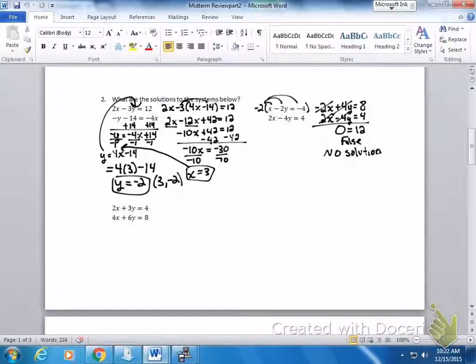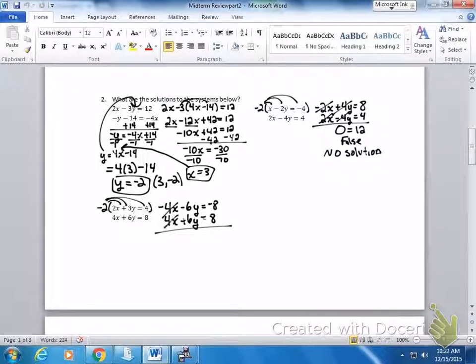Now, the last one on this page is also set up for elimination. I'm going to cancel out the y's this time. So if I can make that 3 into negative 6, that would work. So again, I'm going to multiply by negative 2. Negative 2 times 2x is negative 4x. Negative 2 times 3y is minus 6y. Negative 2 times 4 is negative 8. I didn't change my second equation, so I'm going to rewrite it: 4x plus 6y equals 8.